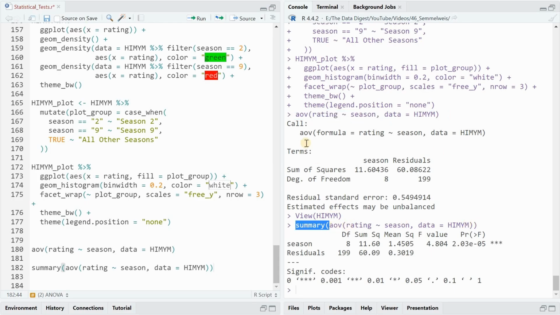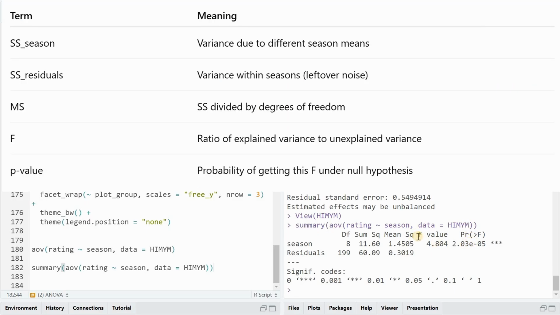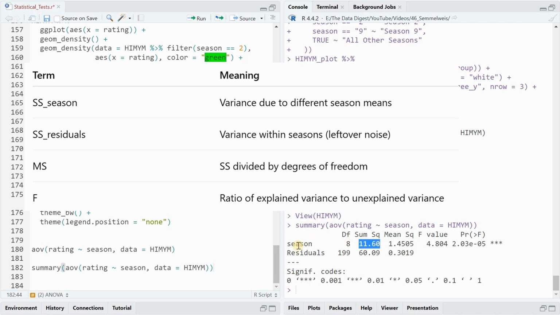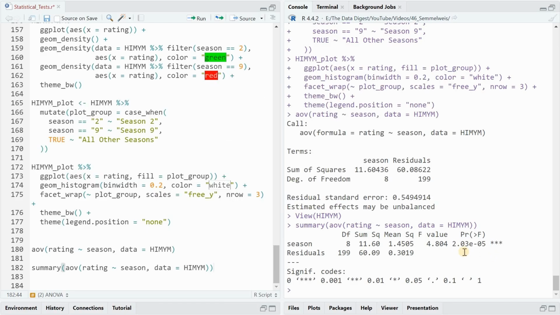But we can use the summary function wrapped around that expression to get the p-value and the f ratio, which is the ratio of the mean squares. 1.45 divided by 0.3 is 4.8, and this is the variance between the groups, the seasons, and the variance within each season, so the residuals that remain. Each have a degree of freedom, 200 episodes minus 1 and 9 seasons minus 1, and then you divide this by this to get this, and this by this to get this, and the ratio of it is the F statistic, which in this case is highly significant. And we could claim that the seasons do not all come from the same distribution of ratings, but there is some group effect going on.